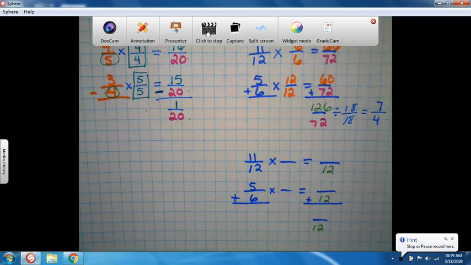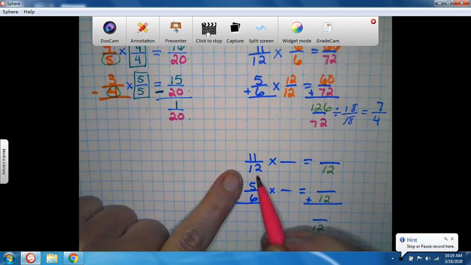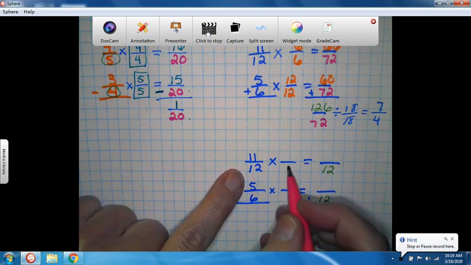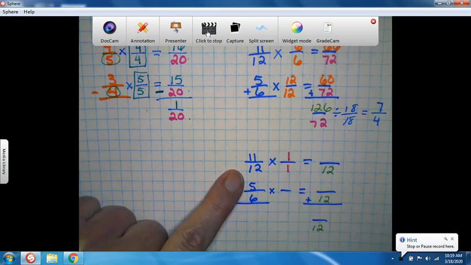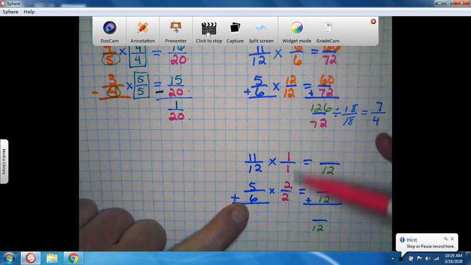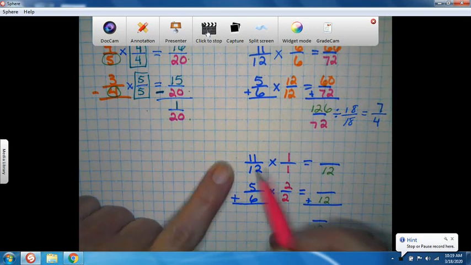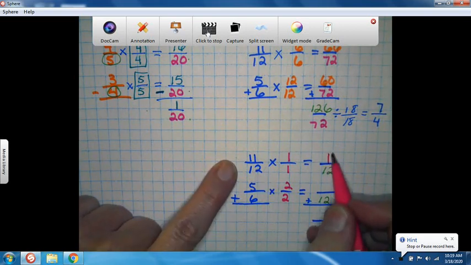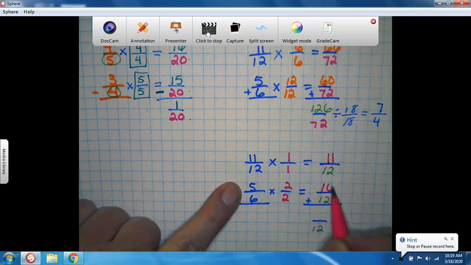All right, so 12 times what is 12? Well, that's easy, 1 and 1. Okay, and then 6 times what is 12? 2 over 2. Much easier, much smaller numbers here. And then 11 times 1 is 11. 5 times 2 is 10. And these are a lot easier numbers. And then check your sign. 11 plus 10 is 21.